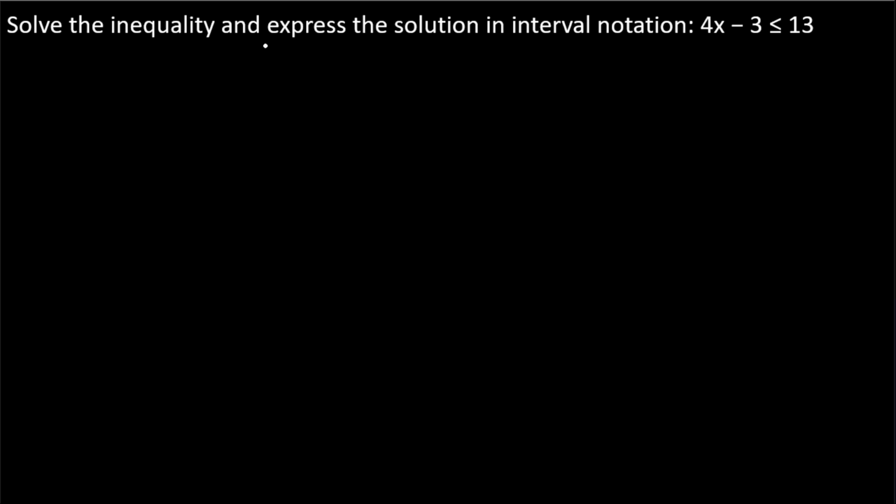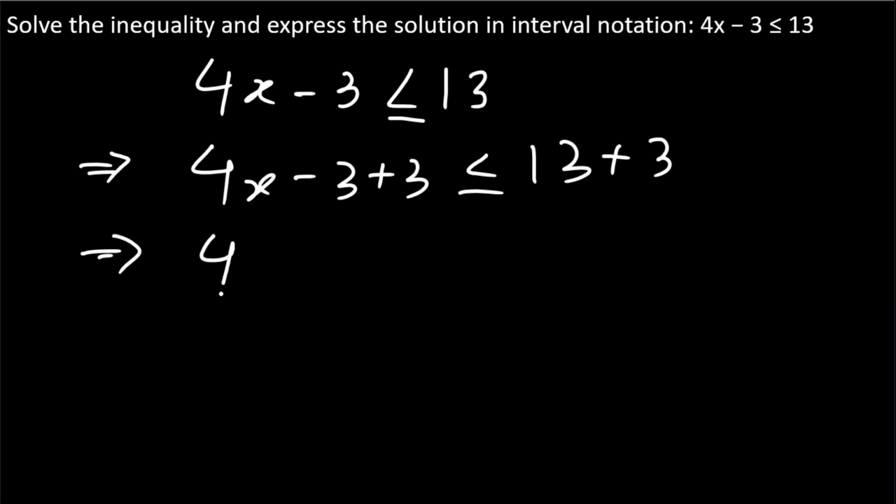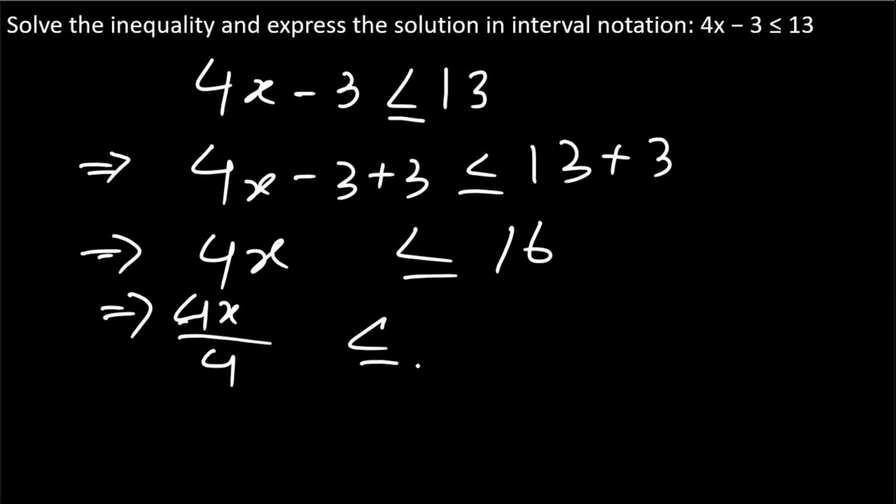So solve the inequality: 4x minus 3 less than or equal to 13. How can we solve it? Here is negative 3, so we need to add 3 here, and also on the other side. Now it will give me 4x less than or equal to 13 plus 3 equals 16. Now we need to divide both sides by 4, and 16 over 4 gives x less than or equal to 4.